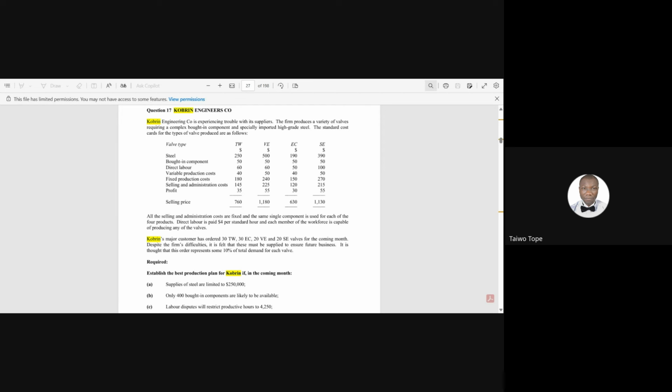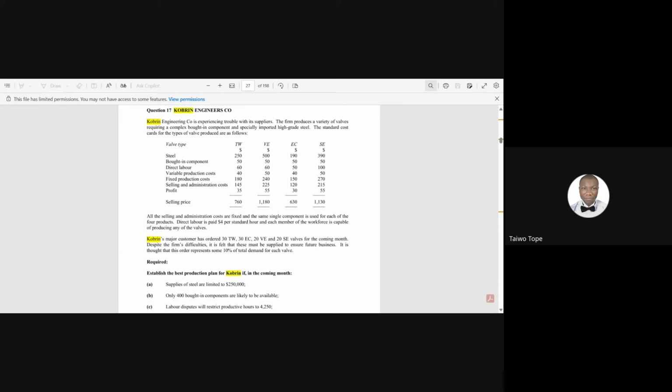They didn't give you the total quantity for TW, VE, EC, SE. But they are now trying to tell you that there is a relationship between the quantity the special customer is buying and the overall quantity. So you must be able to understand this statement. It is thought that this order represents some 10% of the total demand for each valve. Which order is that? The special order.